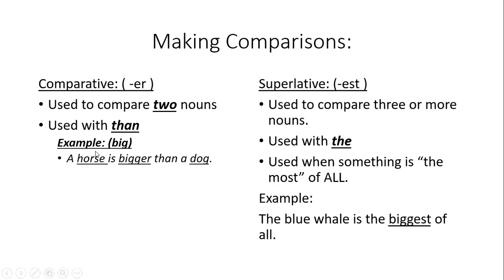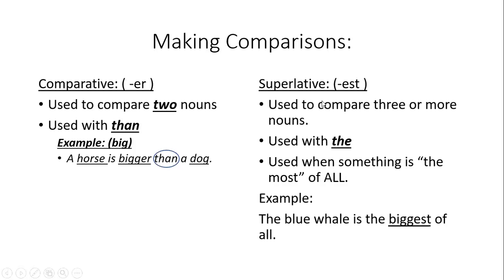Let's work on an example. Let's use the adjective big. A horse is bigger than a dog. Notice the word than, okay? And notice that -er was added to the adjective big. We also did something else, and there are rules that we have to follow for this. Don't worry, these rules will be very, very similar to the rules that you learned for forming the past with verbs, okay?